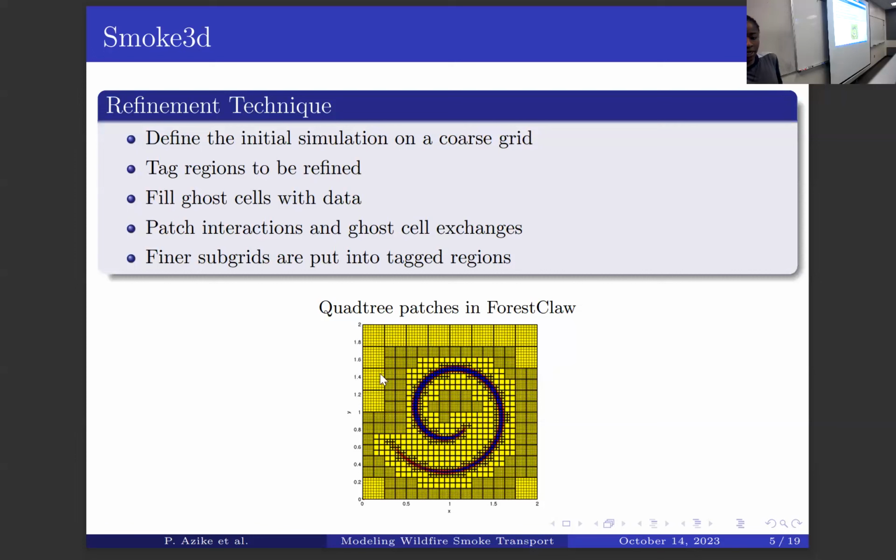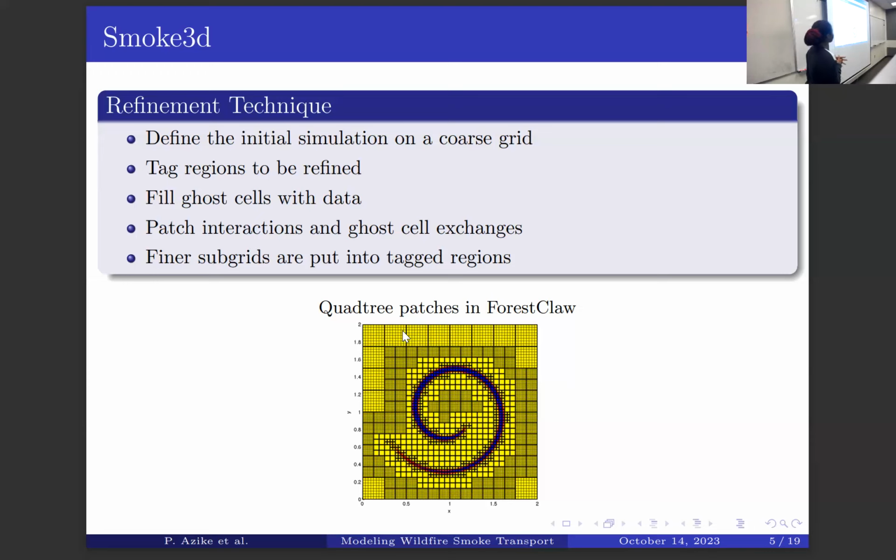So here we have an example of a patch in forest close. It's non-overlapping. The patches are placed end to end, unlike what you have in a patchwork, where they can be layered on top of each other. The refinement technique is really simple.